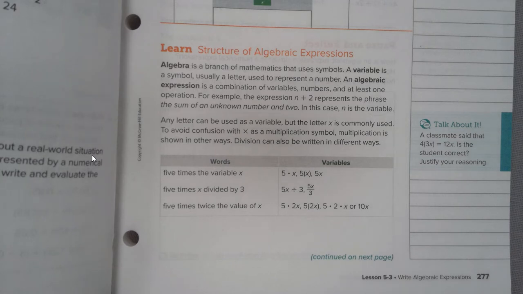Division can also be shown in other ways. So here are some examples. 5 times the variable x, you can use 5 dot x, or 5 times x, and notice it's in parentheses. And then you can also have 5 times x, where 5 is directly in front of x.